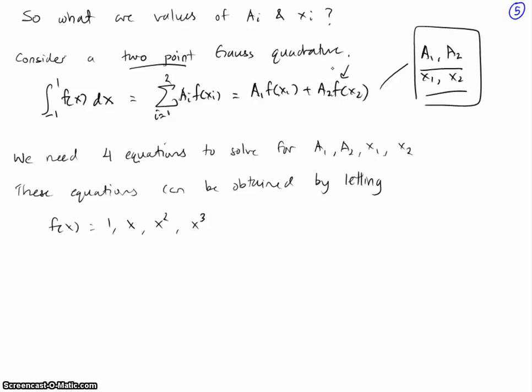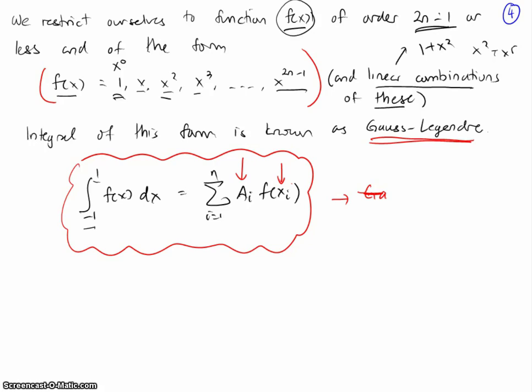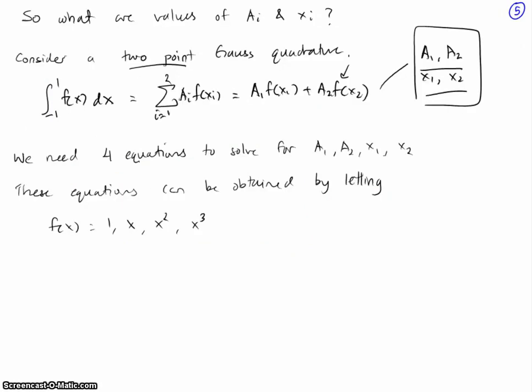Because we have already assumed that the function f that we want to integrate can be any of this form or a linear combination, let's take the 4 simplest forms, in which case we assume that f is equal to 1, x, x squared and x cubed.